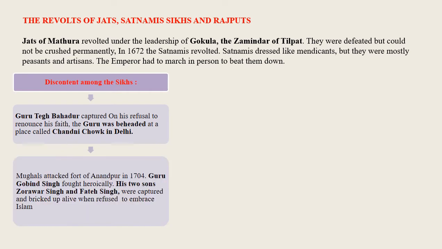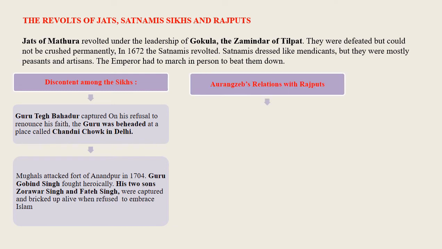The Mughals attacked the fort of Anandpur in 1704. Guru Gobind Singh fought heroically. His two sons, Zorawar Singh and Fateh Singh, were captured and bricked up alive when they refused to embrace Islam.